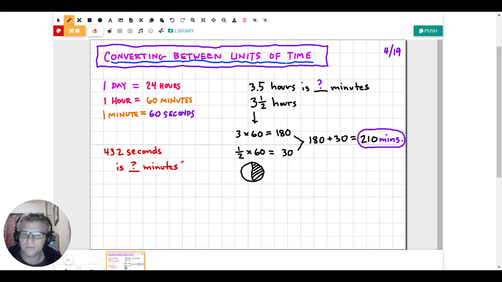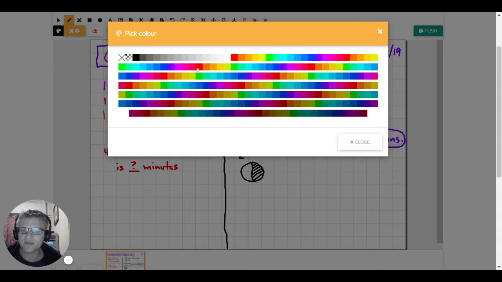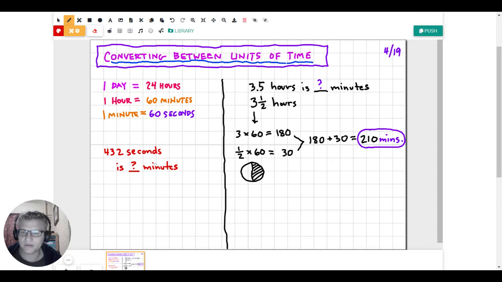Now this one, notice we are going up in this one. So I should probably draw a line here. We are now starting with the smaller units, and we need to break those down into bigger units. So on this one, I might do it a little bit differently. I'm going to make sure I box these out so we see that these are different problems. So my 432 seconds is how many minutes? And we're going to figure this out.